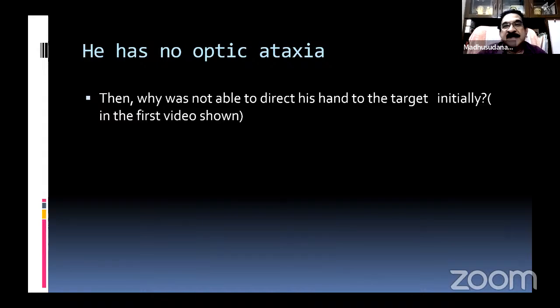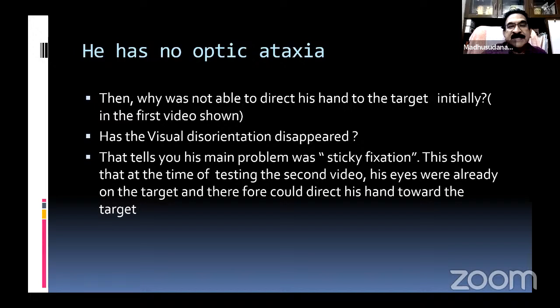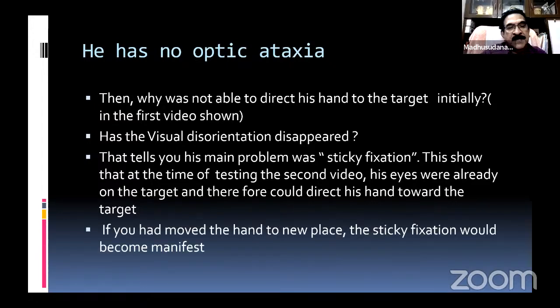So he has no optic ataxia. Then why was he not able to direct his hand to the target initially in the first video shown? Has the visual disorientation disappeared? No. That tells you that his main problem is sticky fixation. This shows that at the time of testing the second video, the one which I have shown just now, his eyes were already on the target and therefore he could direct his hand towards the target. If you had moved the hand to a new place, the sticky fixation would have become manifest. Okay, clear?